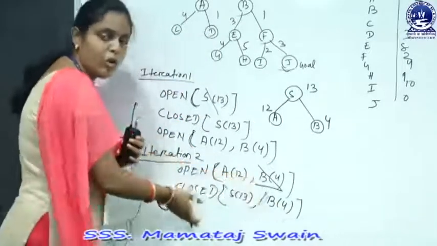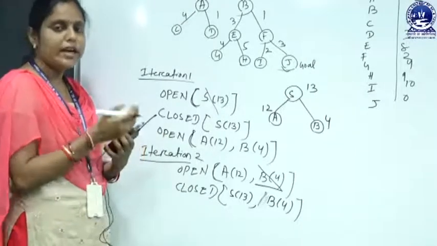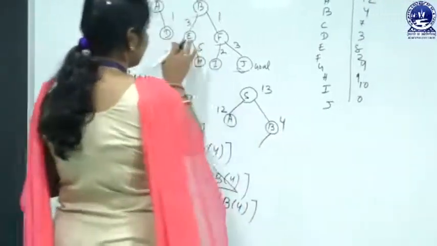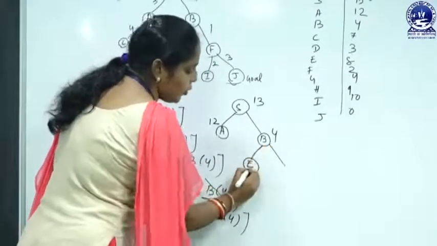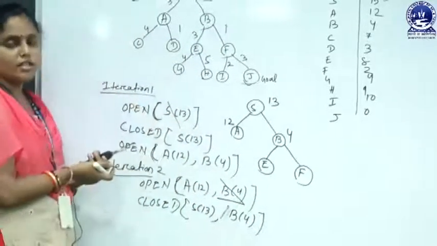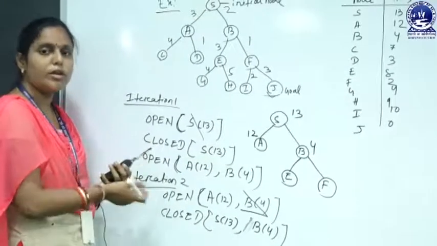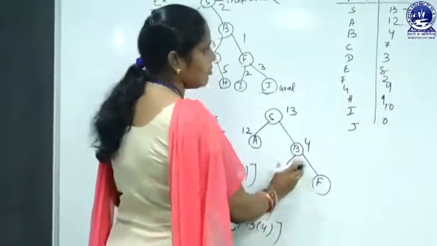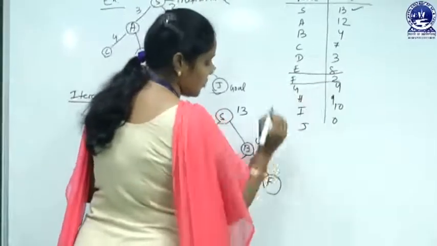After placing node B in your closed list, you expand node B and generate its successors. Here the successors of node B are E and F. After generating the successors of node B, you check the evaluation function value, or heuristic function value, for all these successors. For node E the heuristic function value is 8 and for node F the heuristic function value is 2.